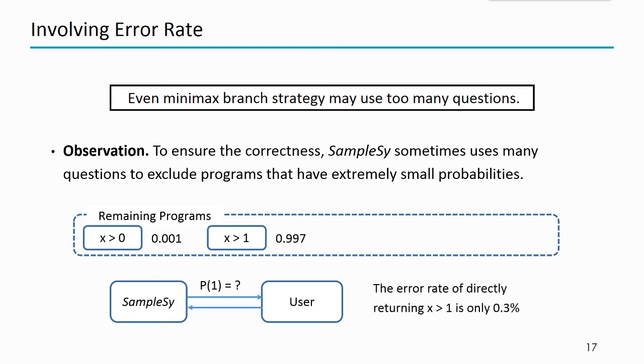According to the distribution, the probability for x greater than 1 to be incorrect is only about 0.3%. Can we directly return x greater than 1 here? For most applications of interactive program synthesis, we believe such a low error rate is acceptable.